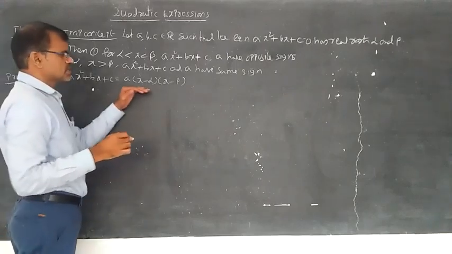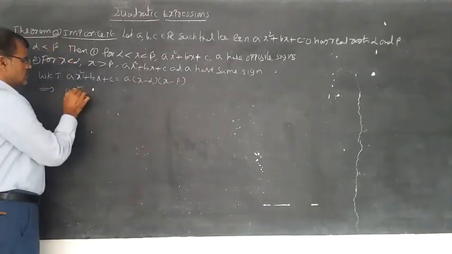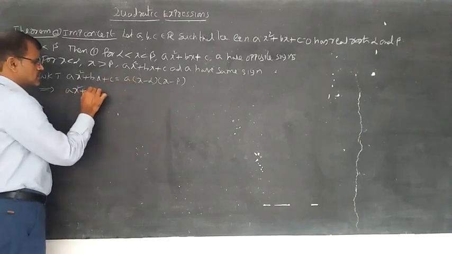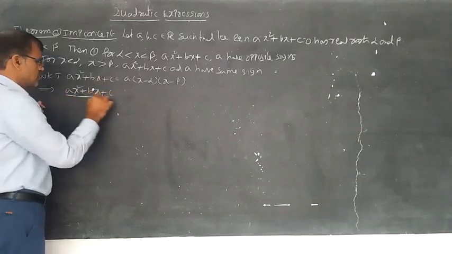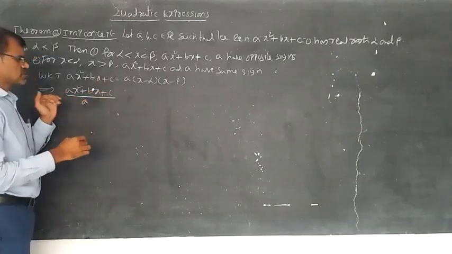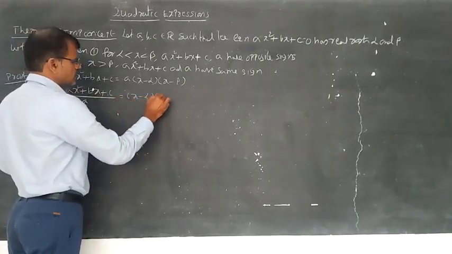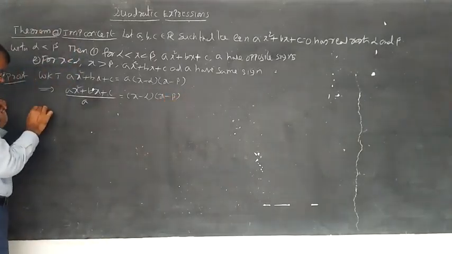While discussing the concept of quadratic equation, I mentioned this theorem. This formula ax square plus bx plus c can be written as a into x minus alpha into x minus beta. Like this, ax square plus bx plus c by a is equal to x minus alpha into x minus beta.